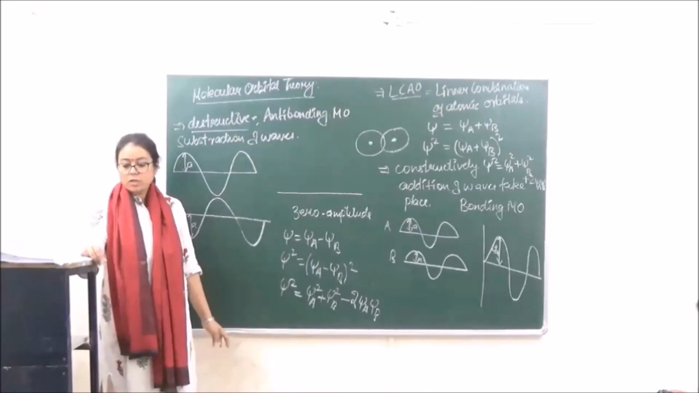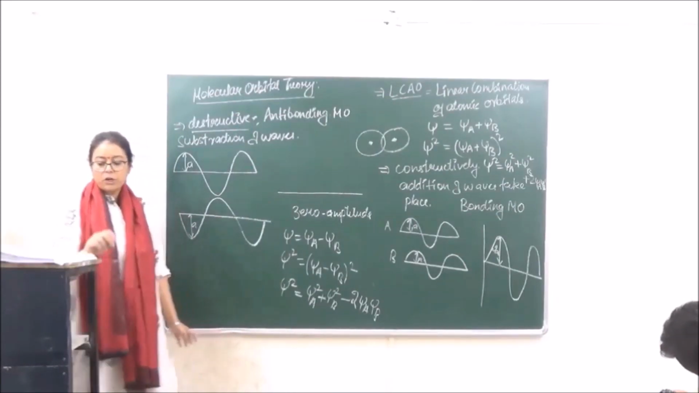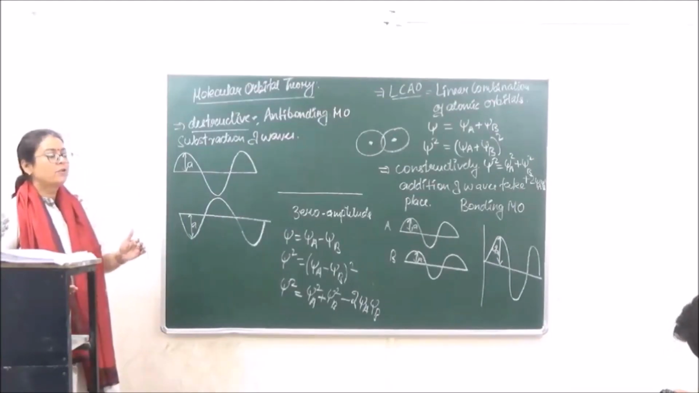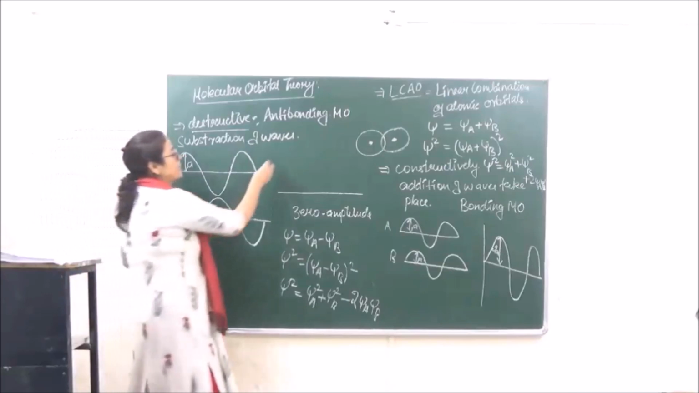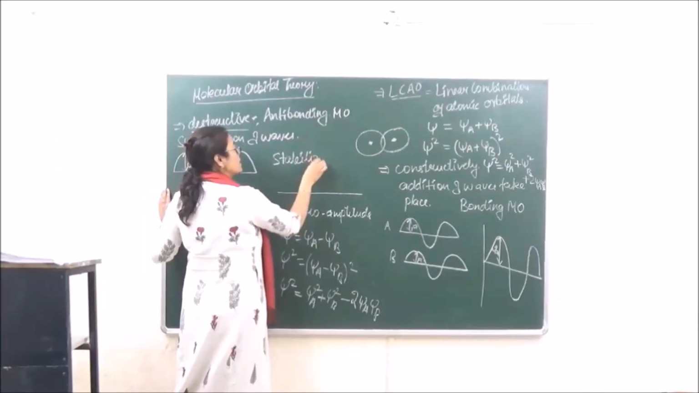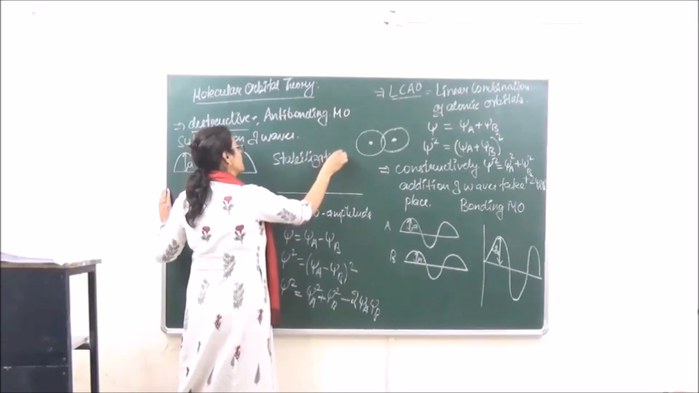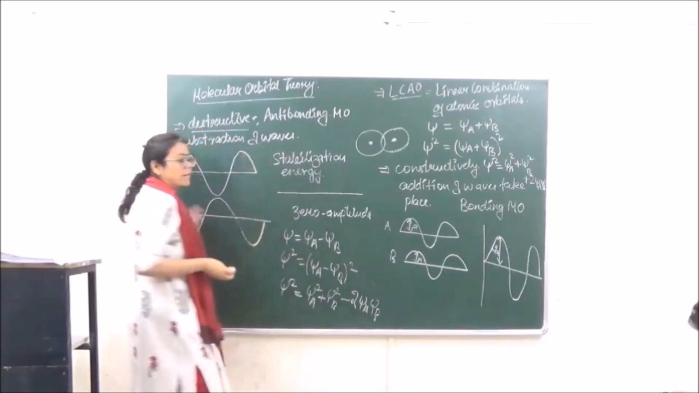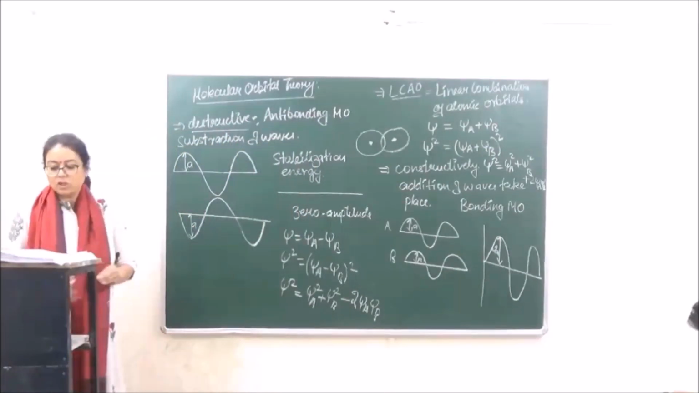Okay? Then the lowering in energy of the bonding molecular orbital, whatever amount the energy of the bonding molecular orbital decreases, that is known as stabilizing or stabilization energy. That is known as stabilization energy.